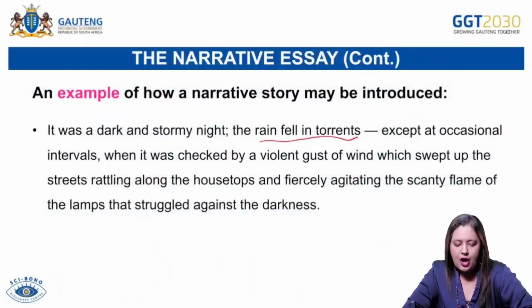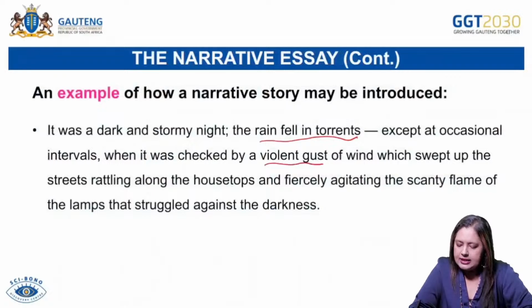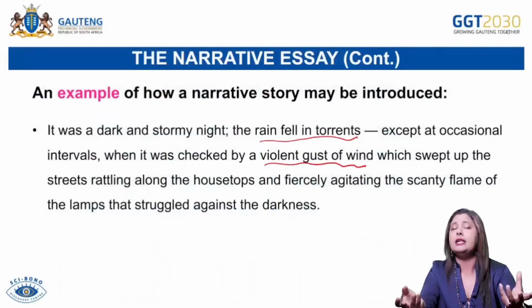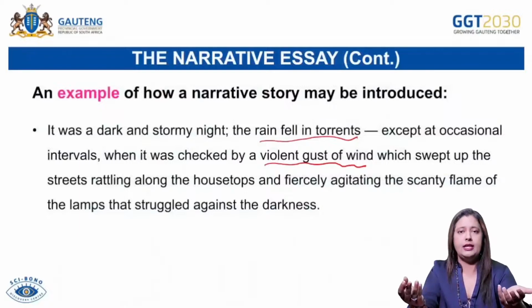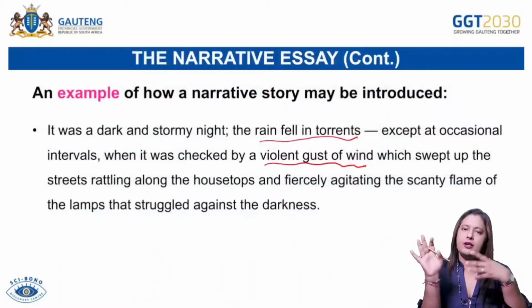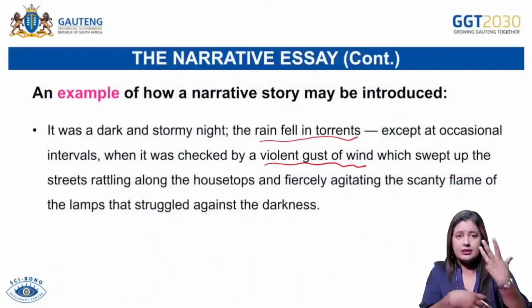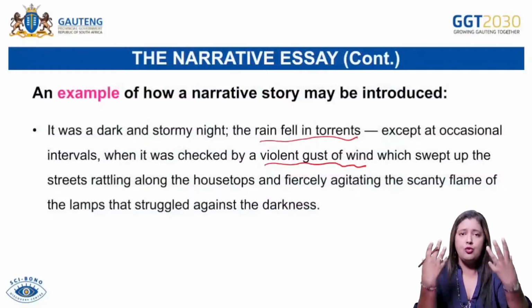So look at how many descriptive words there are, okay? Rain fell in torrents, violent gush of wind. In other words, it is tremendously violent. Okay, it's not this sort of flowing, quiet wind. It's rattling rooftops. It's making a noise.